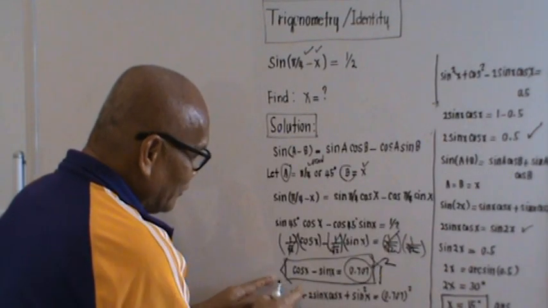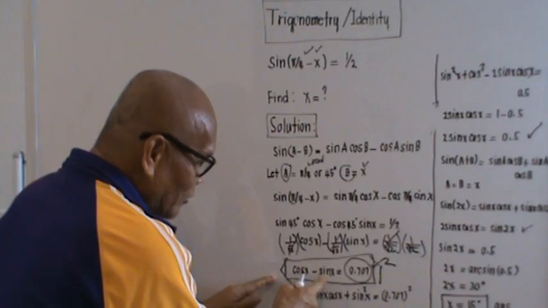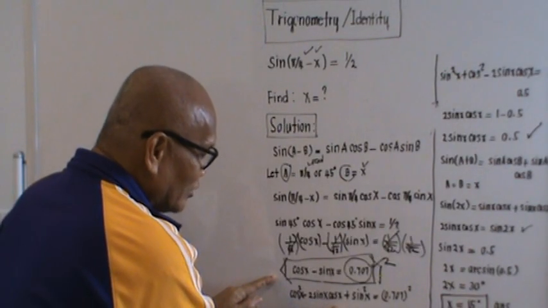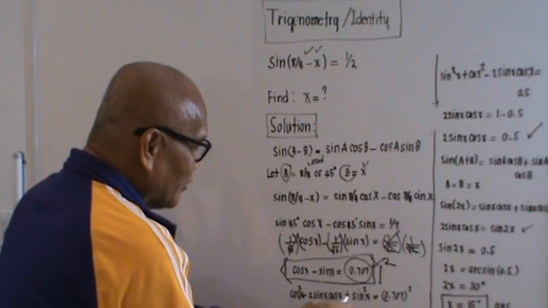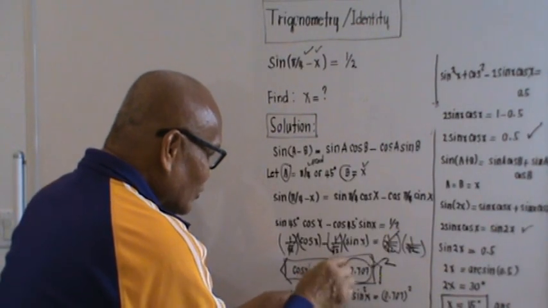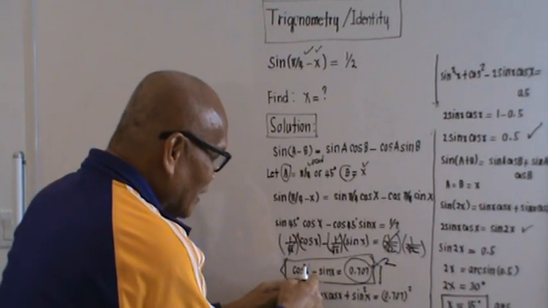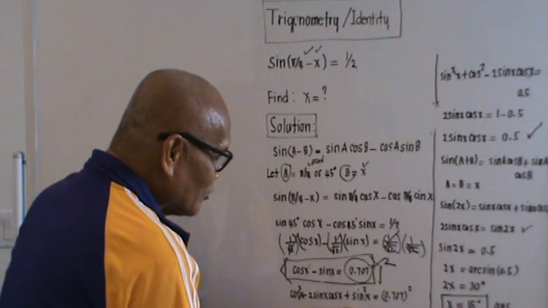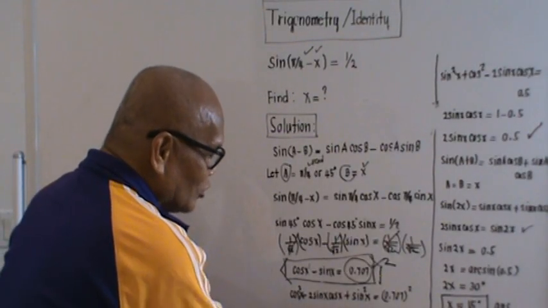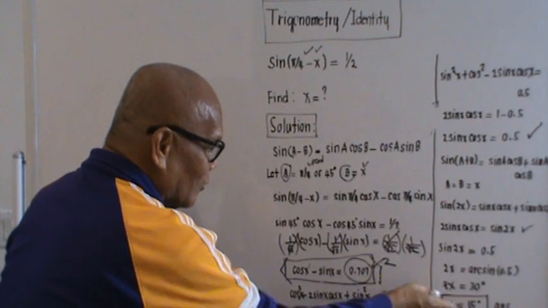The middle term will be the product, cosine of x times sine of x times 2. The middle term is minus 2 sine of x cosine of x. And for the third term, it will be sine of x to the second power. It will now become plus, so this is plus sine square of x. That's the expansion of the left hand side, and they should be equal to 0.707 quantity square.